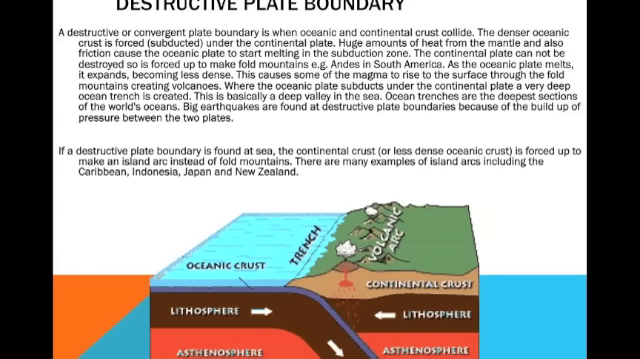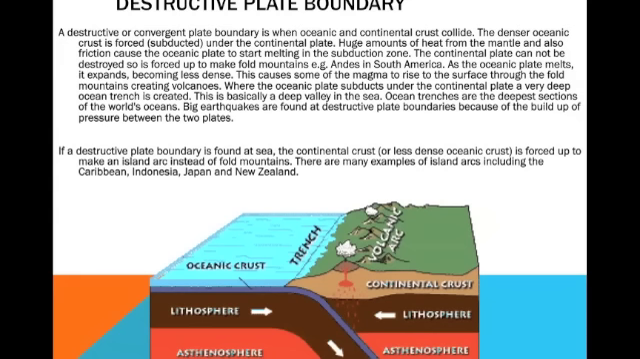Where the oceanic plate subducts under the continental plate, a very, very deep ocean trench is created. This is basically a deep valley in the sea. Ocean trenches are the deepest sections of the world's oceans. Big earthquakes are found at destructive plate boundaries because of the buildup of pressure between the two plates.